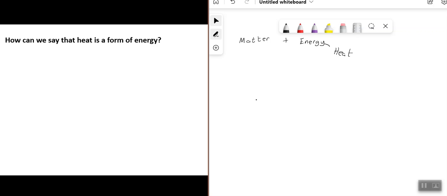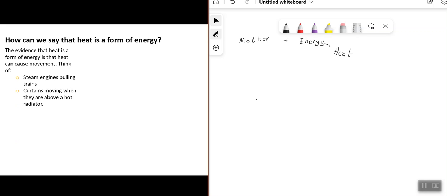So how can we say that heat is a form of energy? The evidence that heat is a form of energy is that heat can cause movement. So for example, if we think of a steam engine pulling trains, that's where you're taking heat energy and it's being converted into kinetic energy or movement energy.